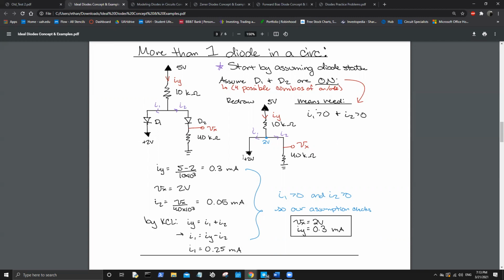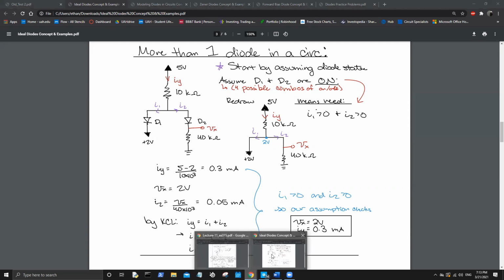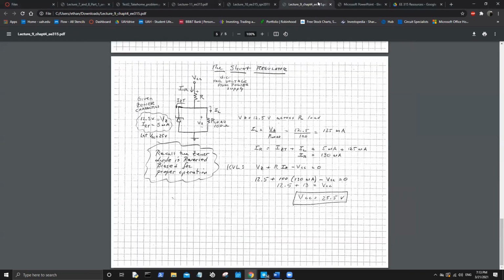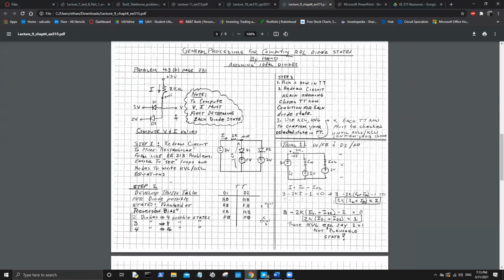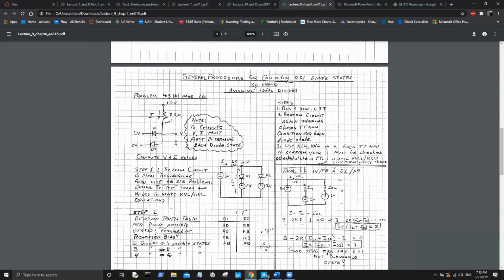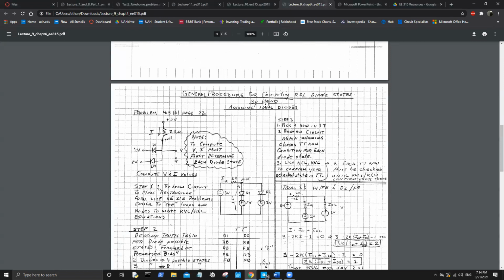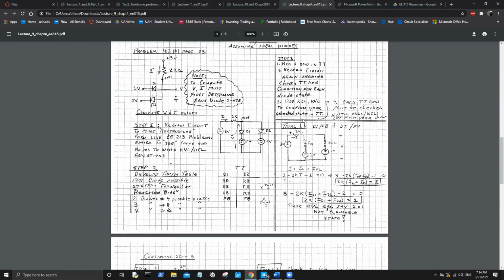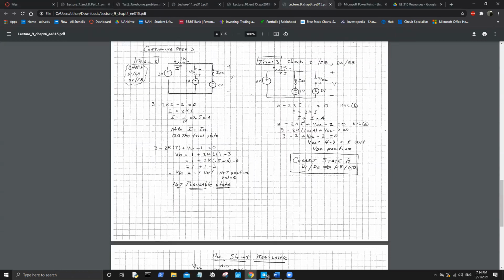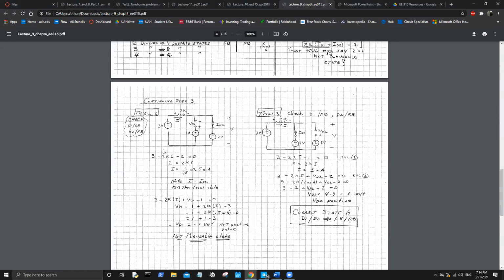Do you want to keep looking at that? Maybe lecture 9? Yes, because he writes the step-by-steps for solving two diode situations. One second. This is 4.3. Scroll down some. Yeah, there we go. Yeah, that's way neater than the last lecture.